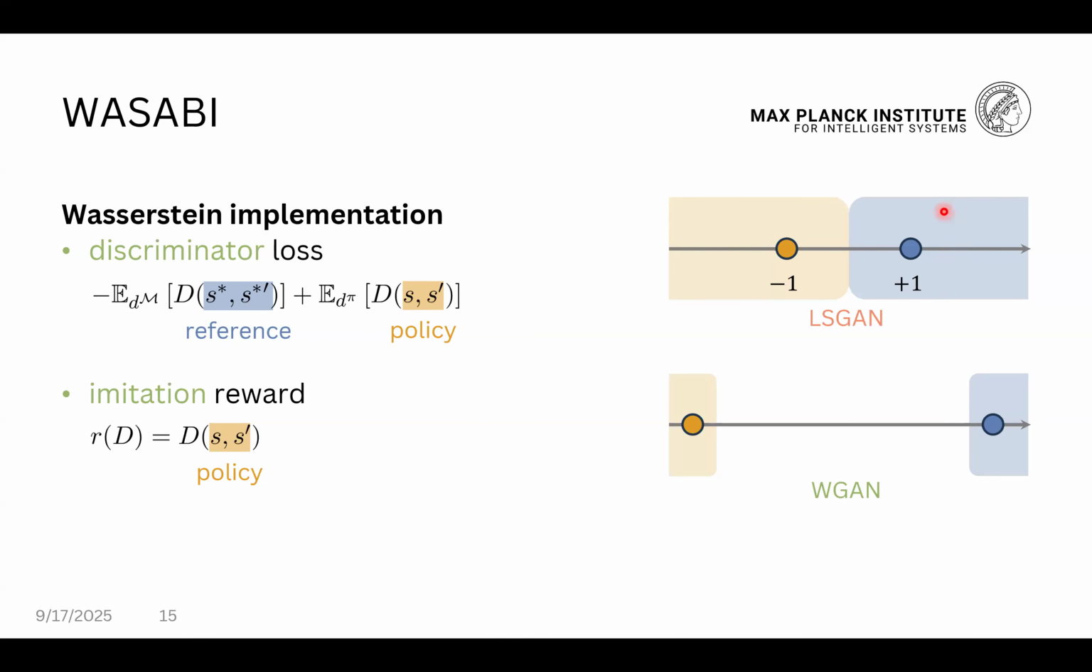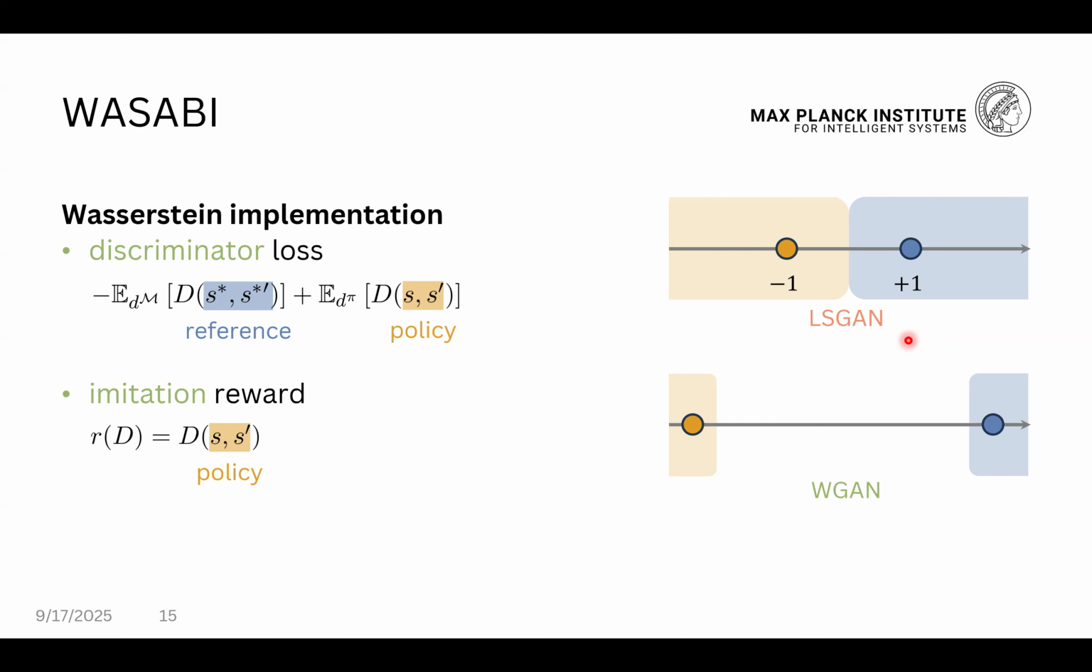But it's bad in the sense that it tends to get very strong already at the beginning, when you try to anchor these two predictions to these two points. So our modification is very simple. We use a Wasserstein implementation. What the Wasserstein implementation does is not say, please regress everything to -1 here or regress everything to +1 here. Instead, it tries to push the predictions of the transitions from the reference far away from those of the policy.